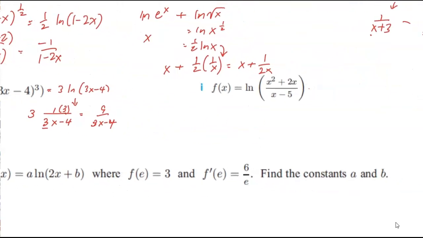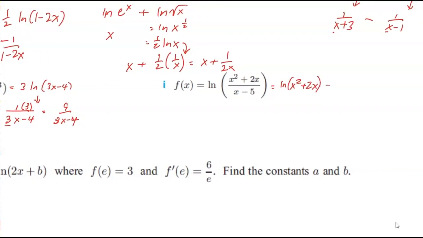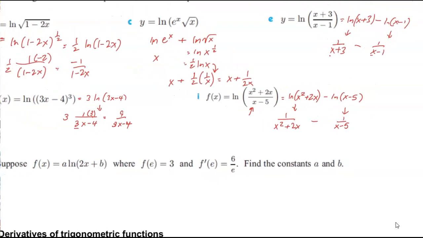This one here, I can rewrite this. It's the derivative of a quotient, so I could divide this into the natural log of the top minus the natural log of the bottom. Now I can do the derivative separately. 1 over x squared plus 2x, and this would be 1 over x minus 5. Subtract, right? See, I avoided doing the quotient rule by breaking it up into a difference.